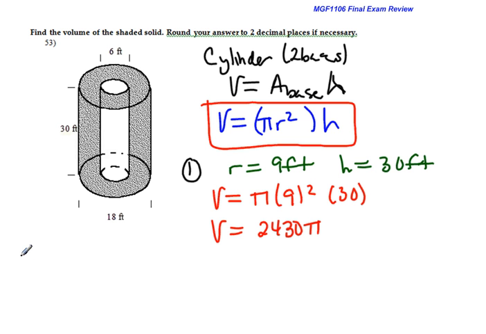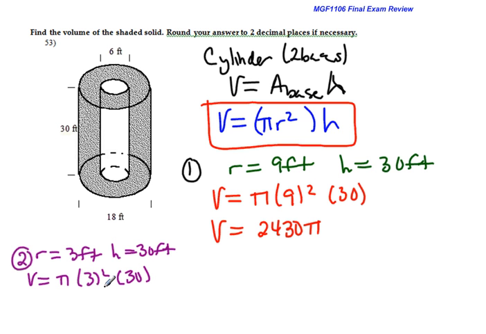My second figure, inside, is going to have a radius of 3 feet, because this is the diameter. Height, 30 feet. So we're using, again, the same formula. Pi times r squared times the height. So I get 9 times 30, which gives me 270 pi for the volume of the inside figure.